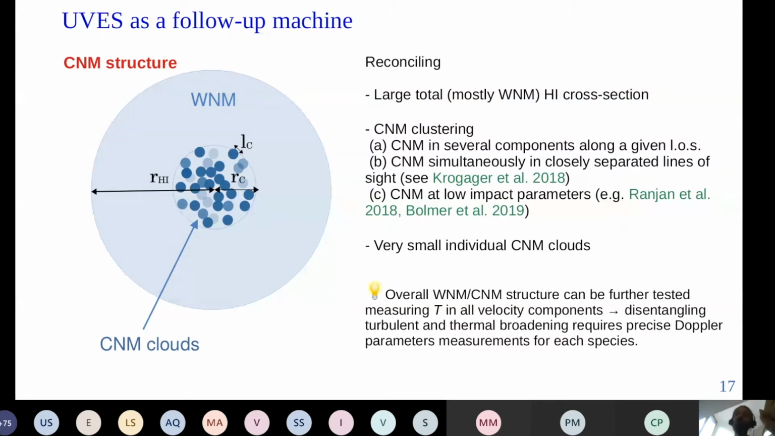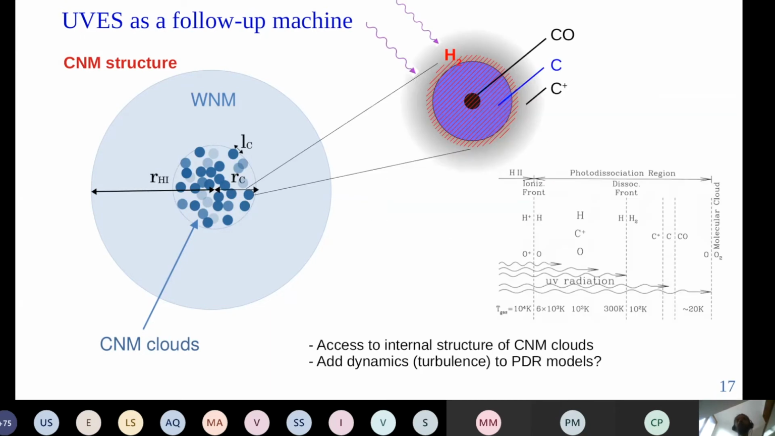For this, you need a very high number of CNM clouds. Think about a fog, for example. You have very small droplets, but overall, when you cross fog, you will cross a lot of these droplets. And now, thanks to the sensitivity and the various molecules, you can really probe the internal structure even of these clouds, and do PDR models of these things, and even go down to the CO absorption.